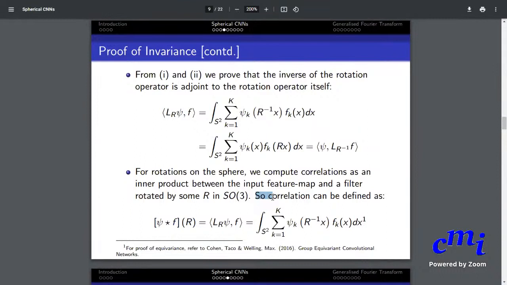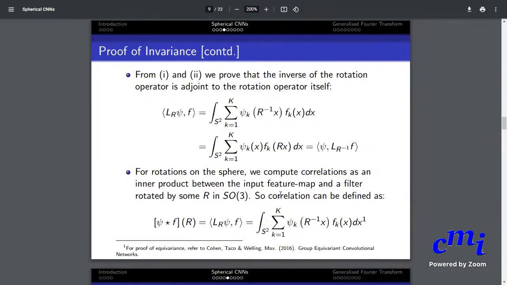Okay, so let me just get things right. LR is just an operator which does this rotation. The R comes from SO3. So R belongs to SO3, and SO3 is a group. So this is an operator from SO3 to itself.